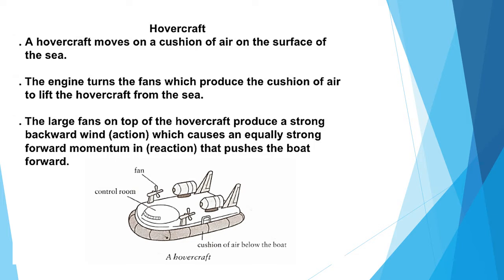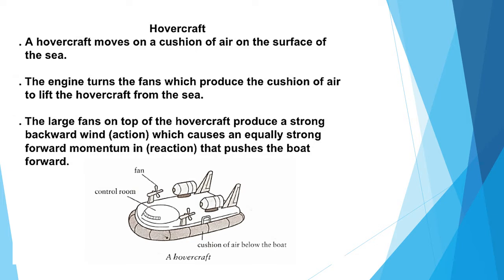The second vehicle in the water is the hovercraft. A hovercraft moves on a cushion of air on the surface of the sea. Of course, they have an engine, and the engine is a form of a fan, a big huge fan, right? This fan will give the cushion of air for the hovercraft. The engine turns the fan which produces the cushion of air to lift the hovercraft from the sea. So when the hovercraft wants to move, it lifts up from the surface.